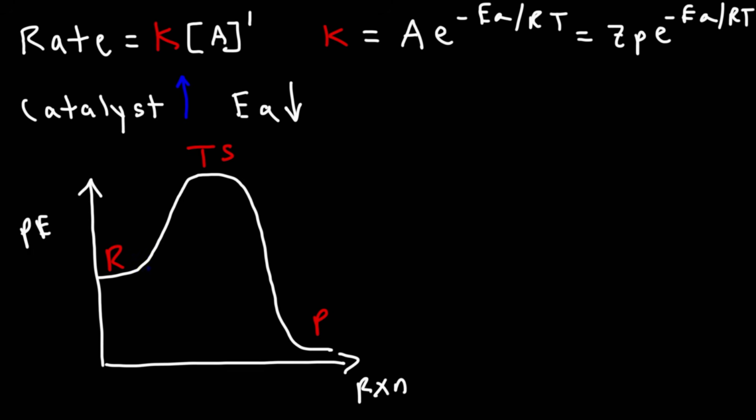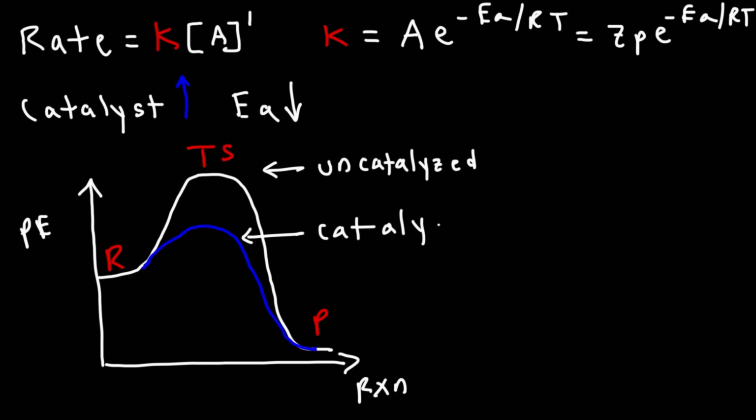For a catalyzed reaction, it would look something like this. So this is the uncatalyzed reaction. And this is the catalyzed reaction. The activation energy is the difference between the energy of the reactants and the transition state. But notice that when you add a catalyst, the activation energy decreases.